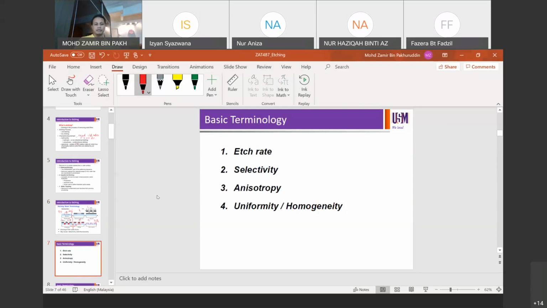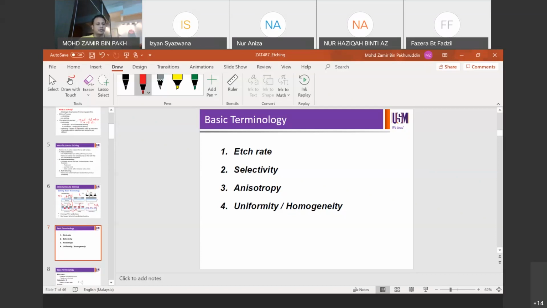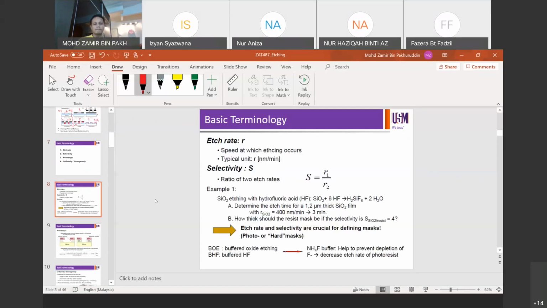The second one is selectivity. The third one is anisotropy. In this case, it refers to whether your etching is isotropic in nature or anisotropic in nature, whether it's wet or dry etching. The fourth one is uniformity or homogeneity of the etch on the surface. So let's go through one by one.